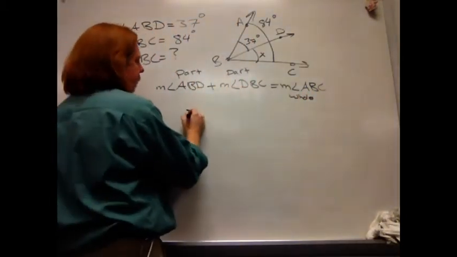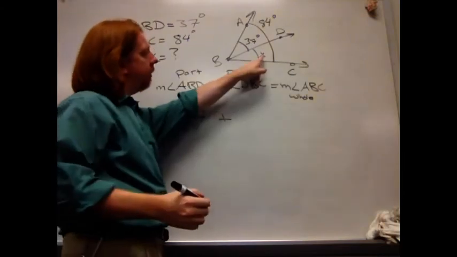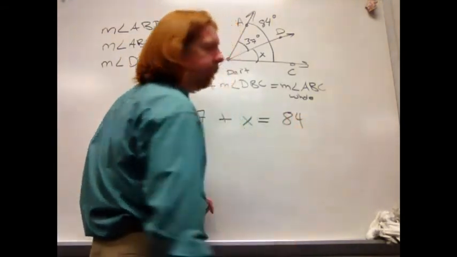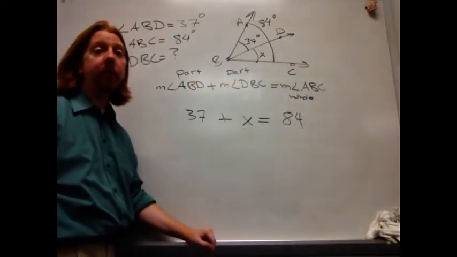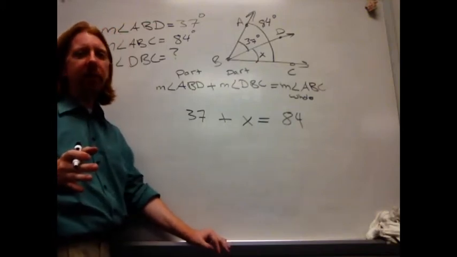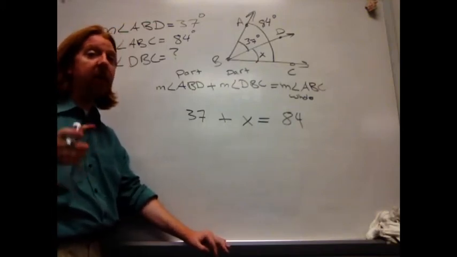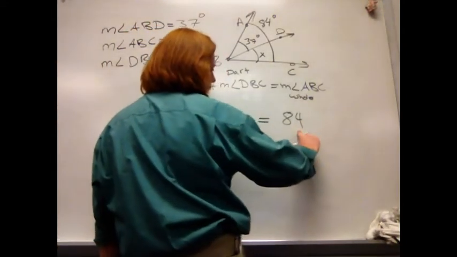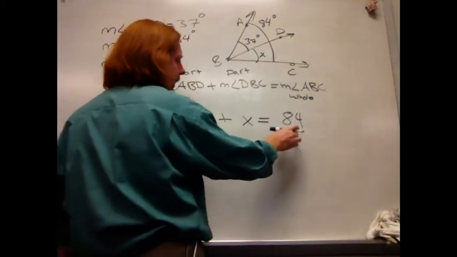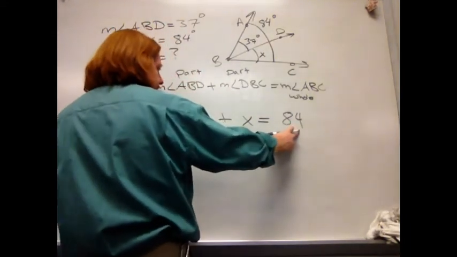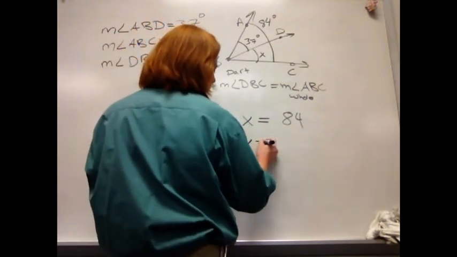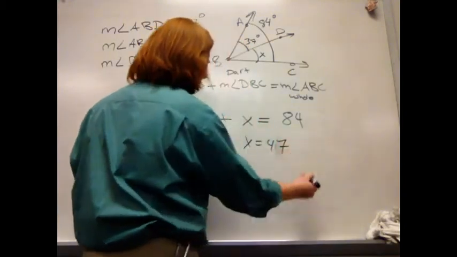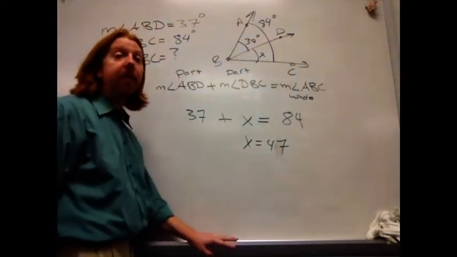So I have 37 plus part equals whole, 84. And now I need to solve the equation. This is usually where things start to get sticky because it really comes down to now your algebra skills from previous classes. So I'm going to subtract the 37 from both sides. That's going to take me down to 77. And take away 30 puts me at 47. And that would be my final answer for x.